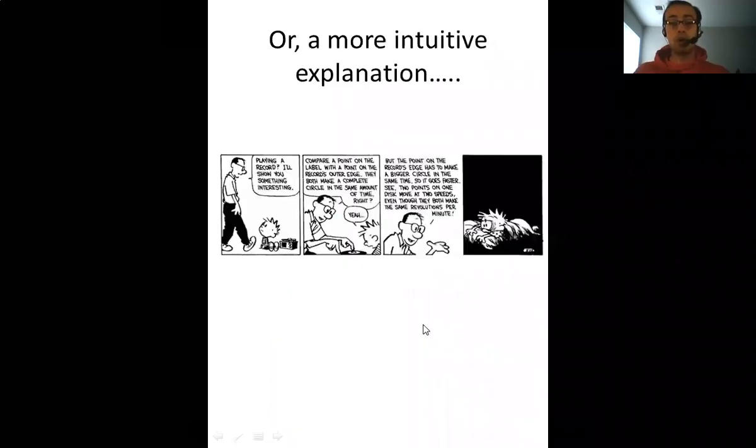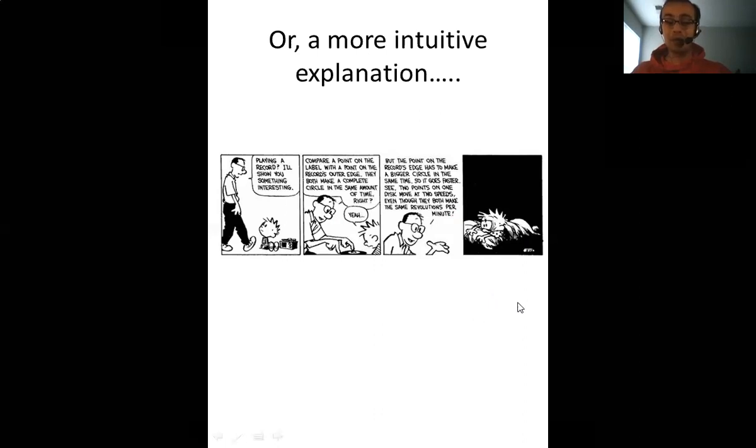Or if you want a more intuitive or more straightforward explanation, I'll let Bill Watterson provide that for us in a Calvin and Hobbes strip, where Calvin's dad is saying that if you compare a point on the label in the very center of this record with a point that's on the outer edge, you'll notice that they're making a complete circle in the same amount of time, but the point on the edge has a greater distance that it actually has to cover. So in a way, you have 2 points that are moving at 2 speeds, even though they both make the same revolutions per minute, which sort of blows Calvin's mind here.